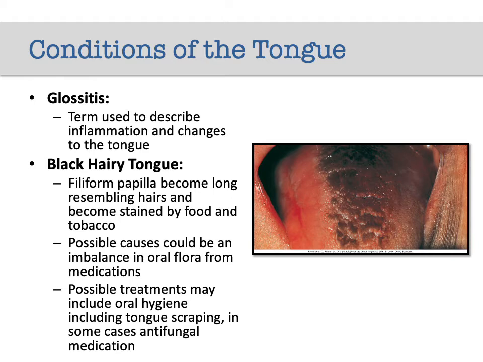Black hairy tongue means that the filiform papillae become long and resemble hairs. They become stained by food and tobacco, which is what gives it its name, black hairy tongue. Possible causes could be an imbalance in the oral flora due to medications, and possible treatments may include oral hygiene, including tongue scraping, and in some cases, antifungal medication.